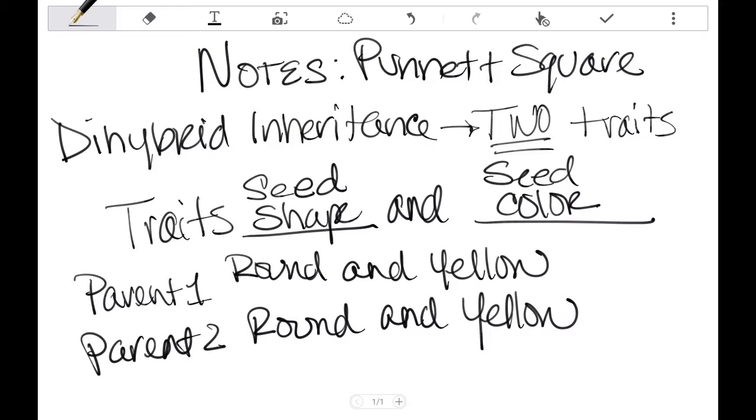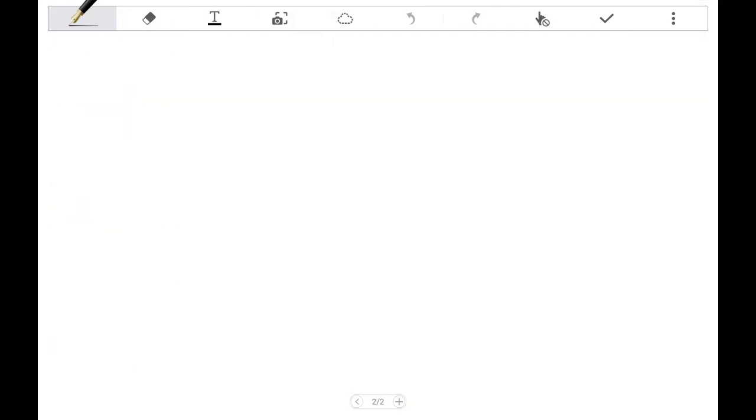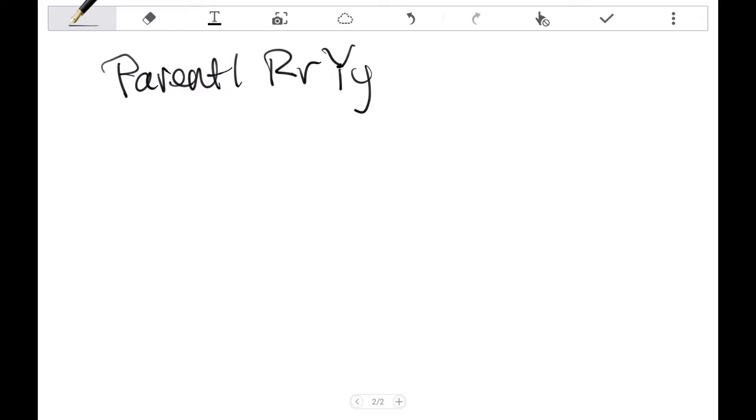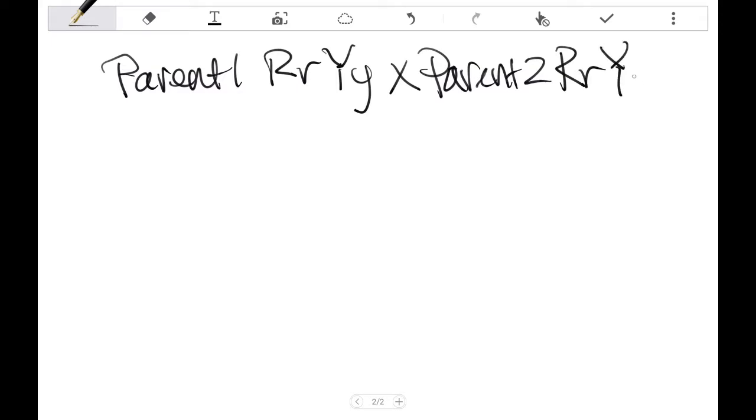Let's use these phenotypes to determine what the genotypes would be for the parents. For parent 1, the genotype is R, heterozygous for round, and Y, heterozygous for yellow. We're going to cross this parent and fertilize the other plant. Parent 2 is also round, heterozygous for round, and heterozygous for yellow.